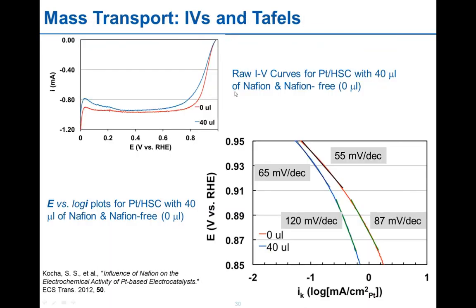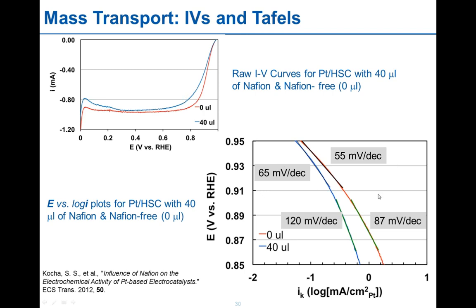If you look at the IV curves for oxygen very carefully, for the case of no Nafion, 0 microliters, or with Nafion, standard amounts, you see the red curve is very sharp, and the limiting current is closer to true limiting currents. It's not so rounded.